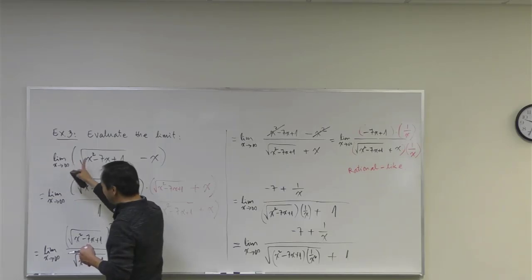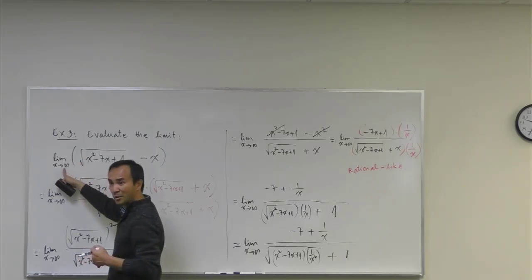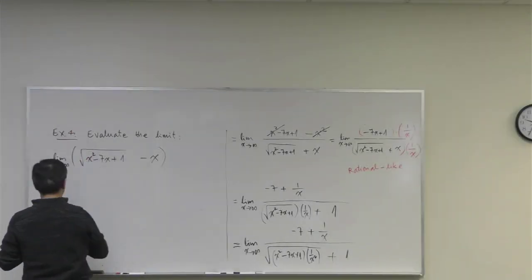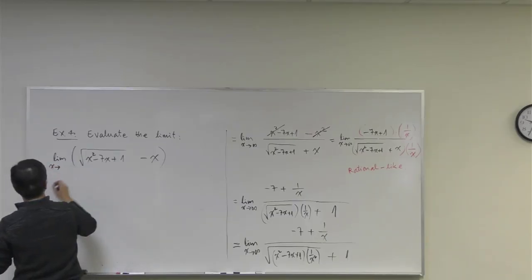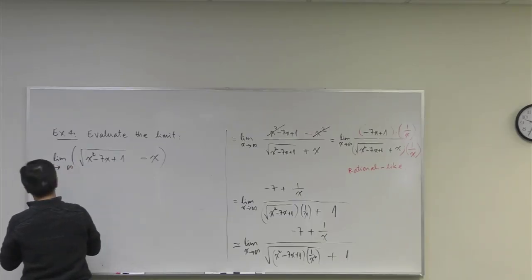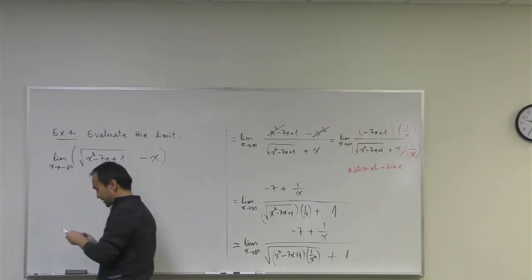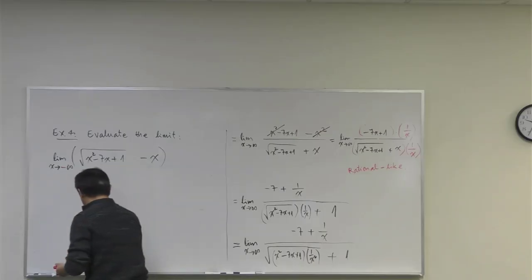Everything we've been doing so far mostly focused on going to positive infinity. What we're doing here is going to negative infinity. It's the same function here, but it deserves your attention, so I put that as a separate example.